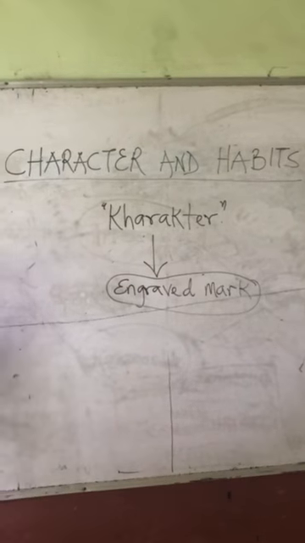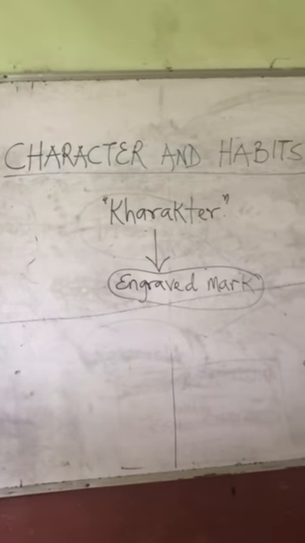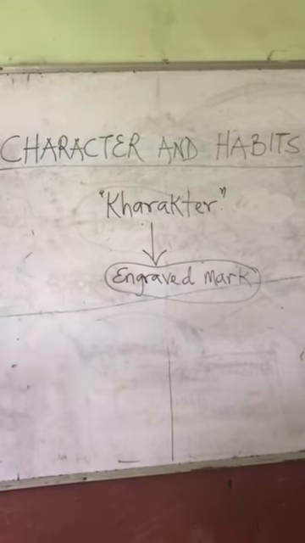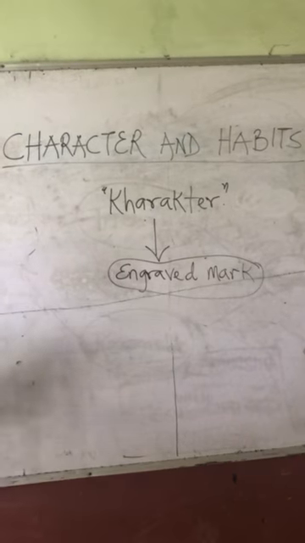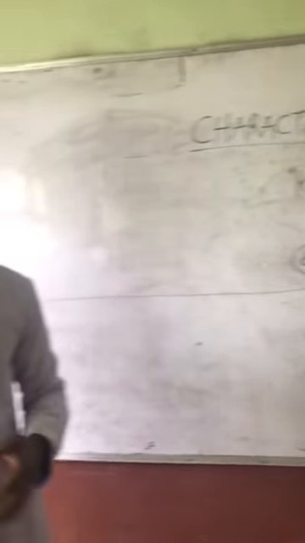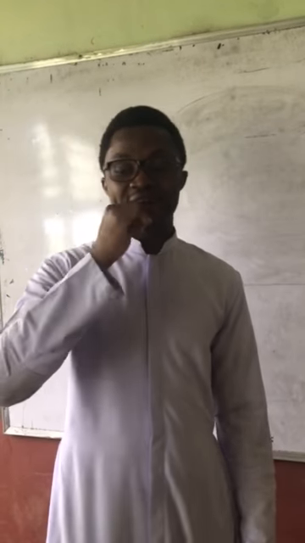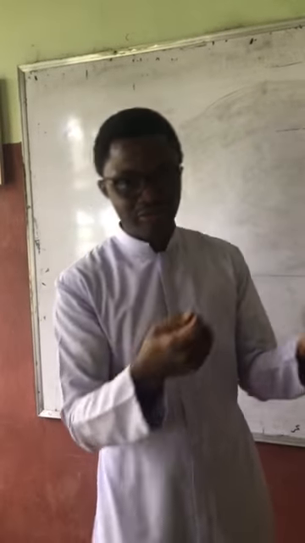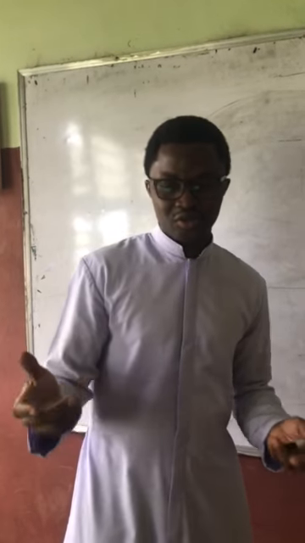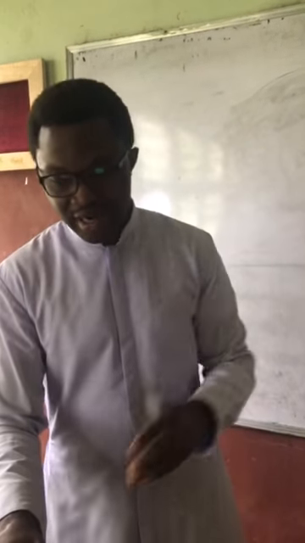So that's the meaning of this word character. It's the visible token by which a thing is distinguished from every other thing with which it might otherwise be confused. Just imagine that Apple makes a phone and they don't put their trademark there. You would ask, what kind of phone is this? So character defines a thing.